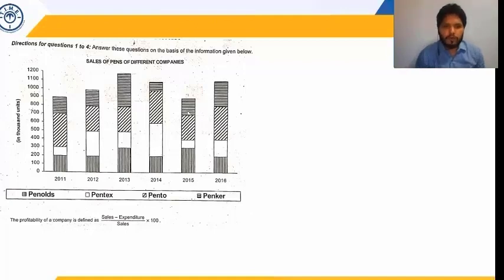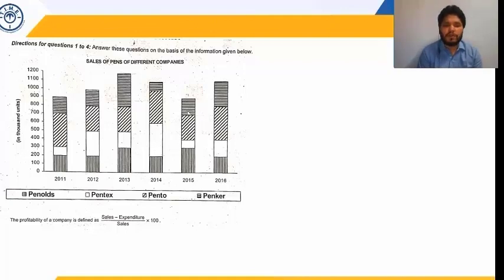Okay, so I hope you have gone through the set. Let's read it together. This is the direction for questions number 1 to 4. We have discussed in the previous class that there would be a head note or heading given before any data set. So there's a heading: directions for questions number 1 to 4. Answer these questions on the basis of the information given below.